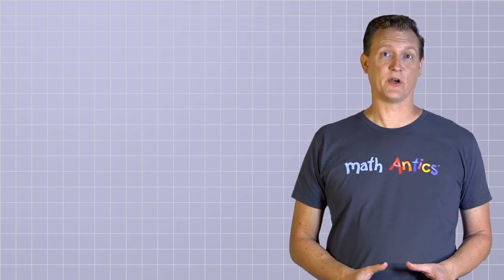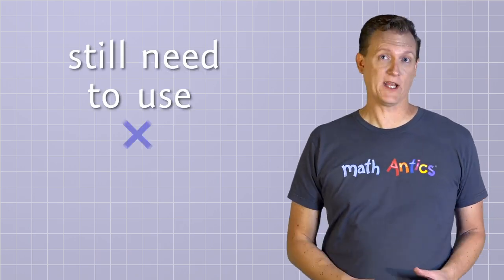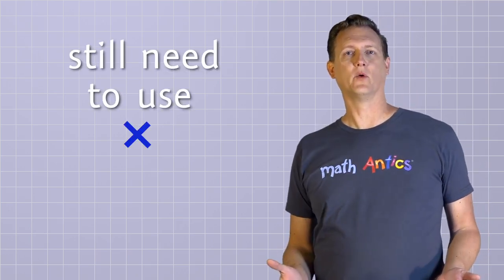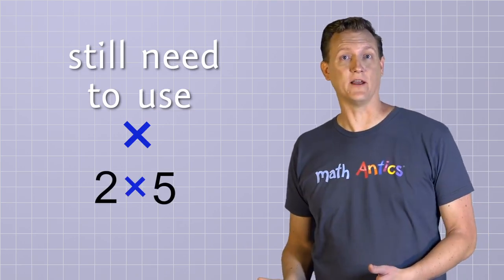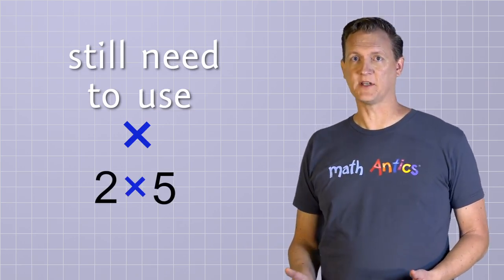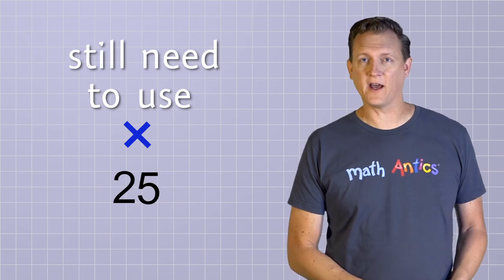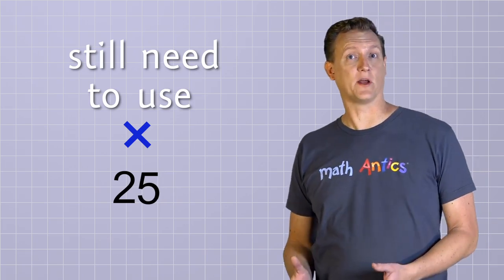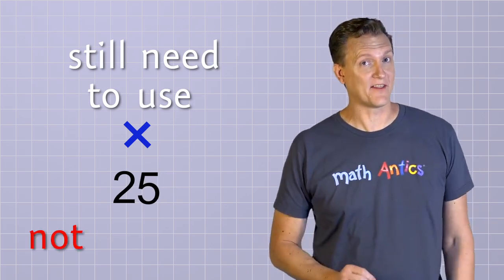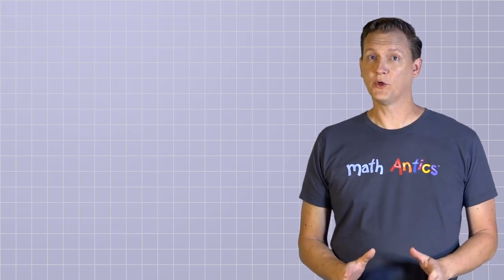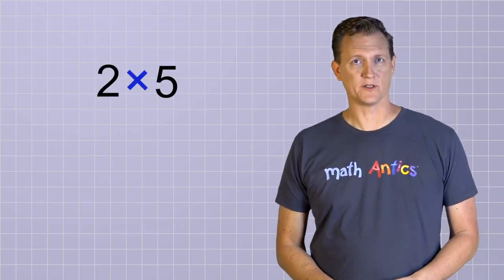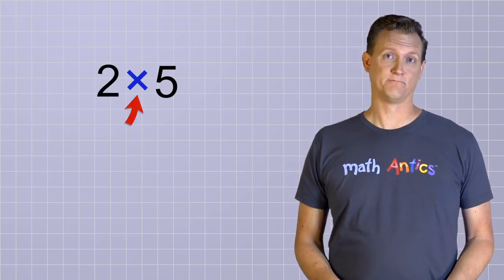Oh yeah. Not so fast. There are some cases in algebra where you still need to use a multiplication symbol. For example, what if you want to show 2 times 5? If you just get rid of the times symbol and put the 2 right next to the 5, it's going to look like the 2-digit number 25, which is not the same as 2 times 5.